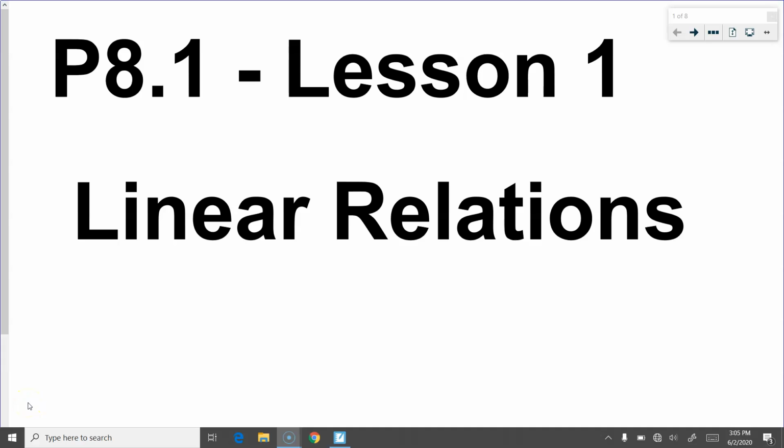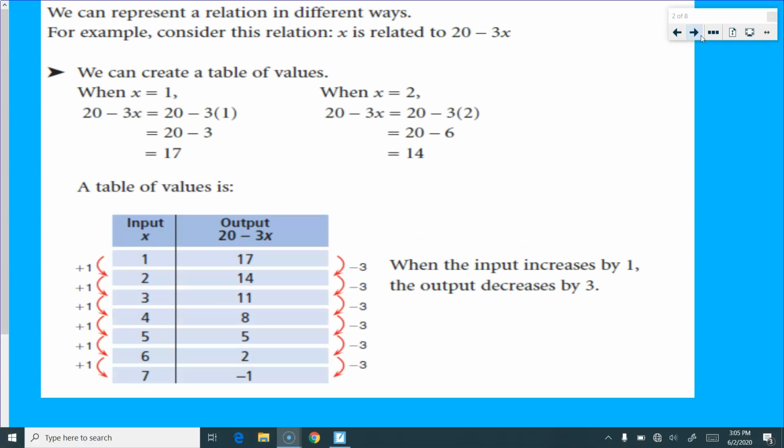Hi there, today's lesson is P8.1 on linear relations. Alright, I pulled the same exact examples that you'll see in your visual notes to start this off.